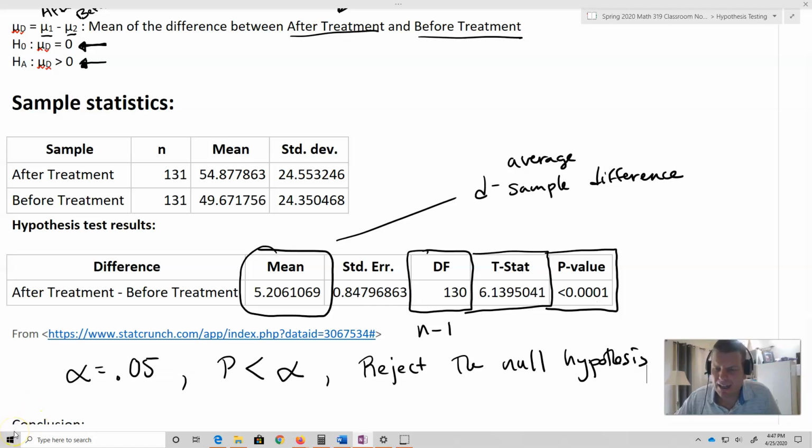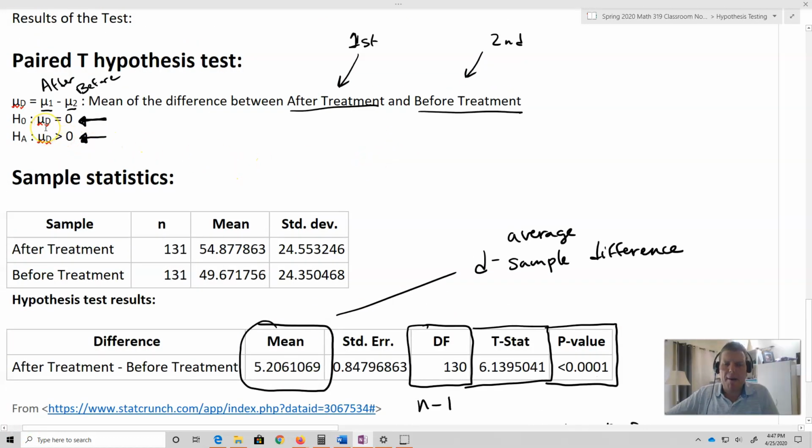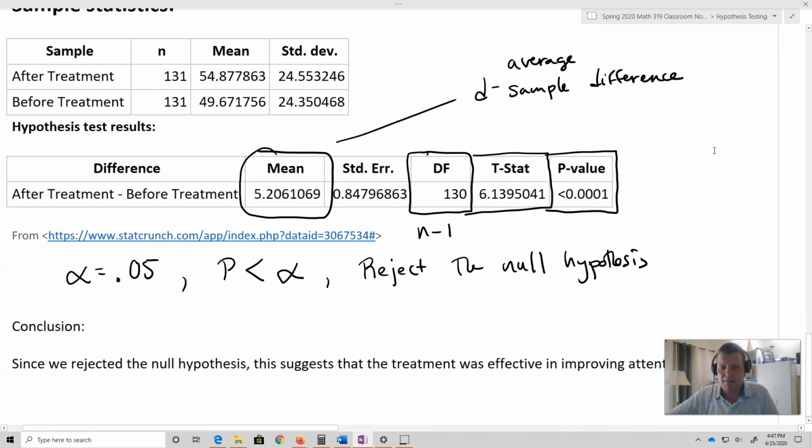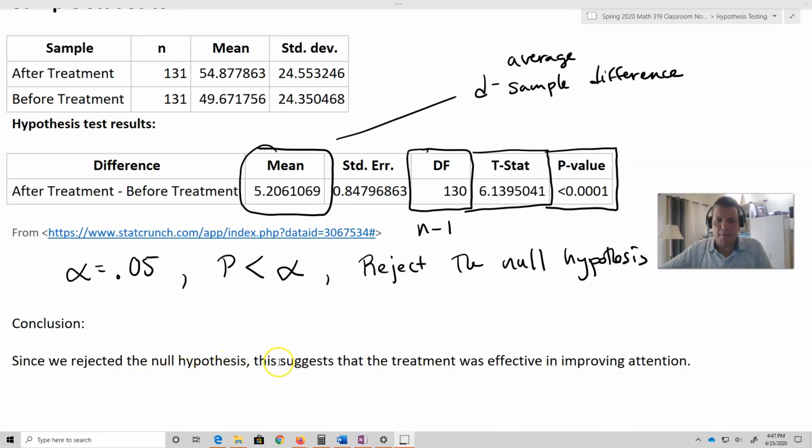So let's go back and take a look at the null hypothesis. Here it is. Our null hypothesis was mu d equals 0. That is that there's no difference in the attention time before and after treatment. We're going to reject that now. That means that we'll support this one, that the attention time was actually greater than 0, and so consequently, we reject the null hypothesis. Since we rejected the null hypothesis, this suggests the treatment was effective in improving attention.